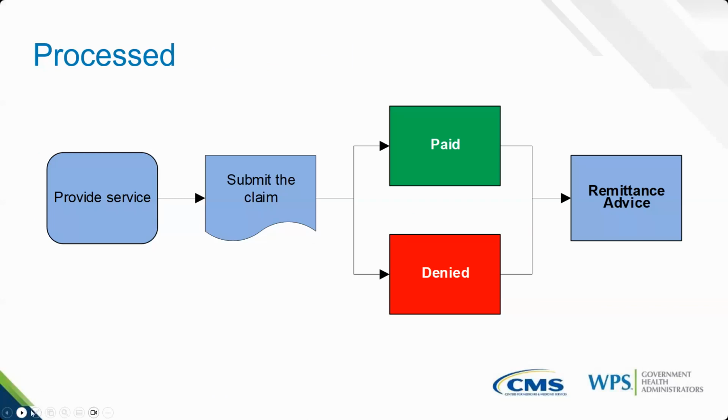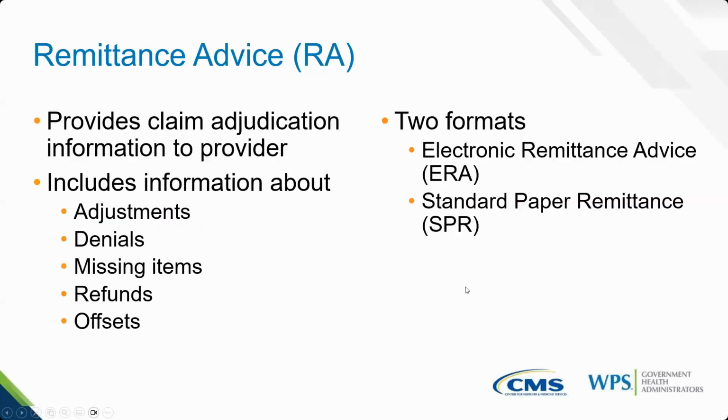Let's talk about that remittance advice for a moment. Sometimes we call this the remittance notice. Sometimes people will shorten it and call it the remit or even the RA. Most providers receive an electronic remittance advice, or an ERA, as opposed to a paper remittance or standard paper remittance, SPR.